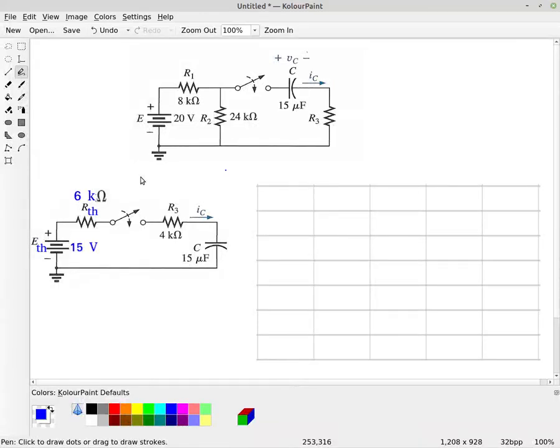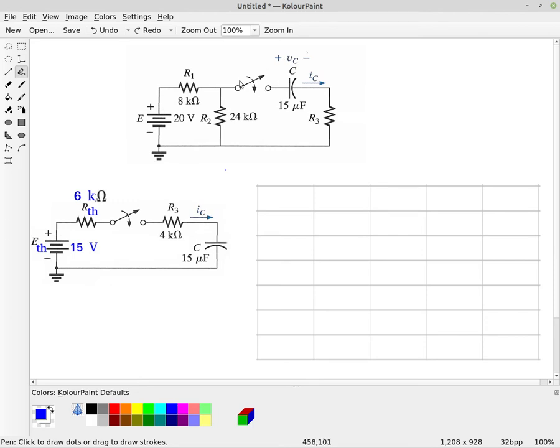This video shows how to determine the voltage across a capacitor as we're charging the capacitor up. So here we have the original circuit, and there's a switch right here, and at time t equals 0 we're going to close that switch.